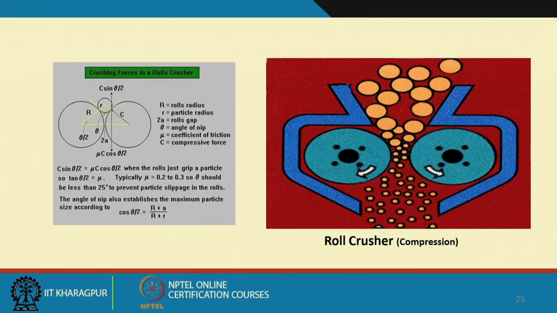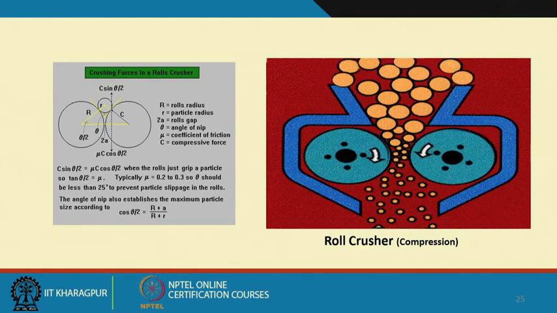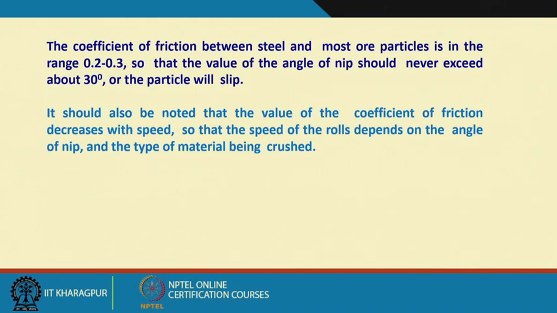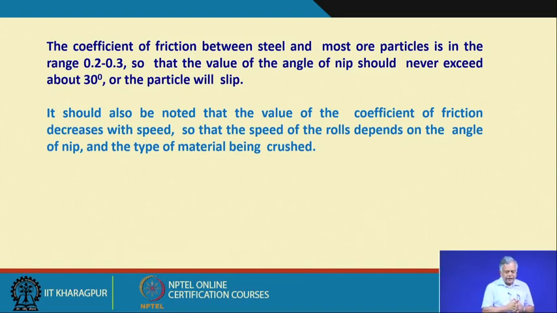So, what is that maximum particle size it can process? Conversely, we can say the coefficient of friction between steel and most ore particles is in the range of 0.2 to 0.3. So, the value of the angle of nip should never exceed 30 degrees, because it varies from 25 to 30 degrees depending upon the value of mu, or the particle will slip.